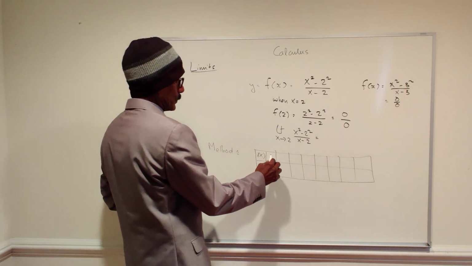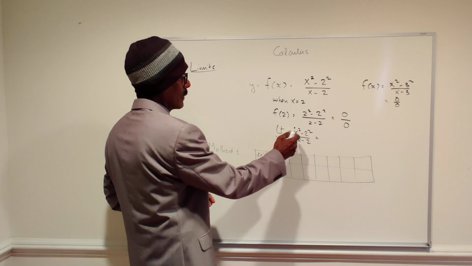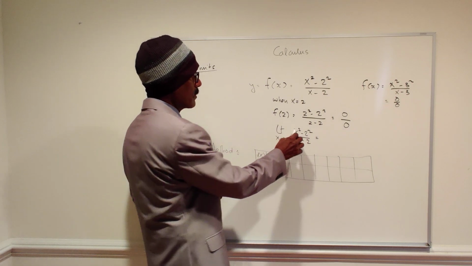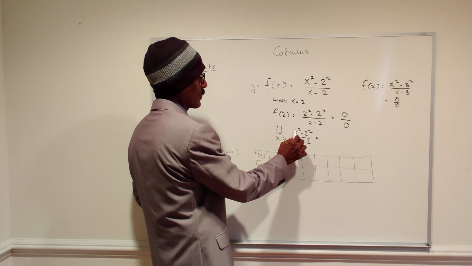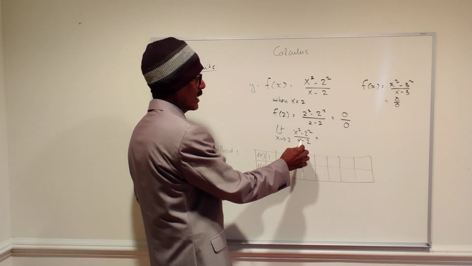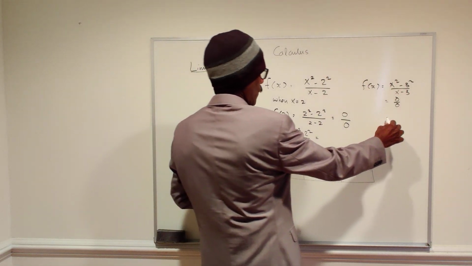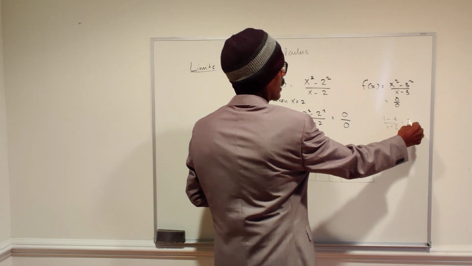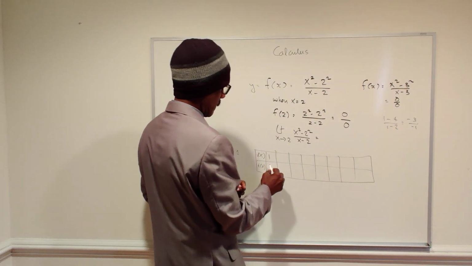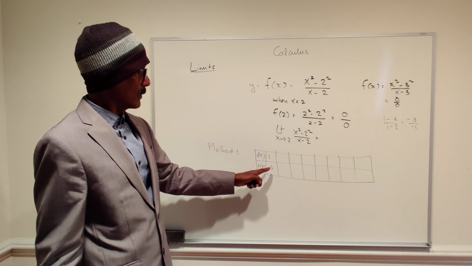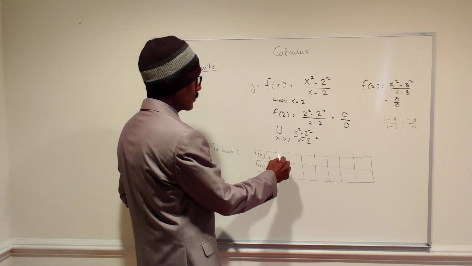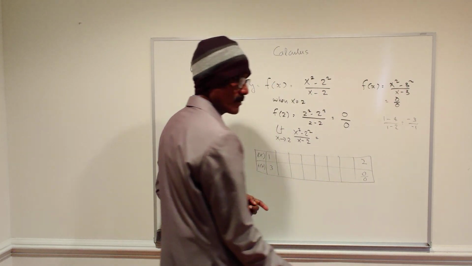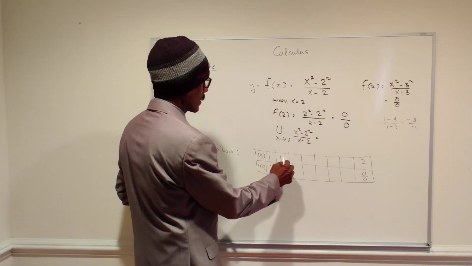So I am going to start the value from 1. When x is equal to 1, 1² is 1, 1 minus 4 is minus 3, divided by 1 minus 2, which is minus 1, so the result is 3. When x is equal to 1, y is equal to 3. When x is equal to 2, what is that? 0 by 0. We cannot determine. So what is next? 1.1.